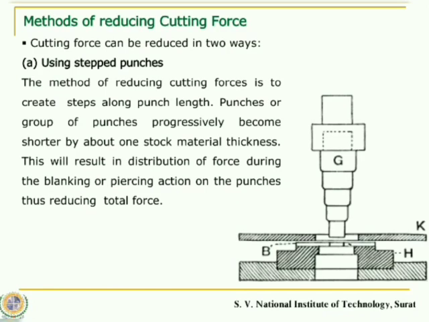Now there are two different ways in which the cutting forces can be reduced. The first one being the use of stepped punches. The method of reducing cutting forces is to create steps along the punch length. A punch is progressively shortened by almost one stock material thickness. This would result in distributing the force that is generated during the blanking or the piercing operation that applies on the punch, and that is how we would be reducing the total force requirement at a time.